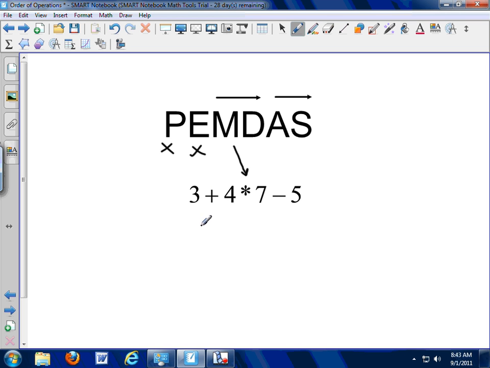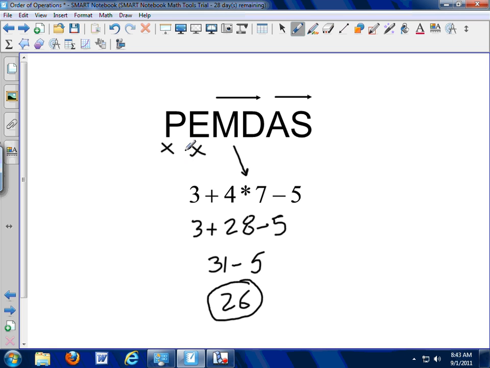What I'd suggest as we're starting off is just write down what's going on. The 3 didn't change, the plus sign didn't change. We ended up doing 4 times 7, which is 28, minus 5. So we're left just with that problem. And we've just got addition and subtraction. We've got them in the order from left to right. So let's start with addition first here. 3 plus 28 is 31. 31 minus 5. And then we just do the subtraction. 31 minus 5 is 26.